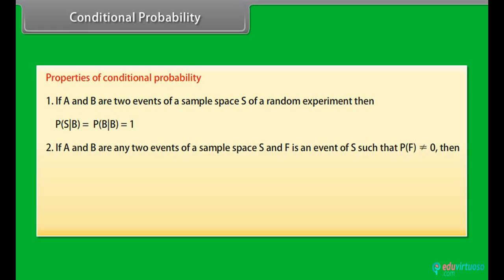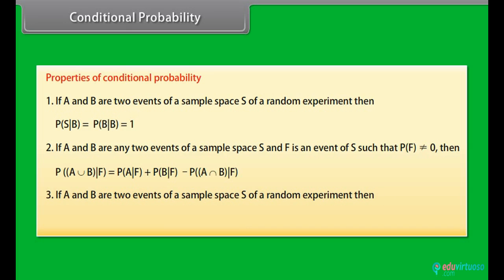2. If A and B are any two events of a sample space S and F is an event of S such that probability of event F not equals to 0, then conditional probability of event A union event B when F is given is equal to conditional probability of event A when F is given plus conditional probability of event B when F is given minus conditional probability of event A intersection event B when F is given.